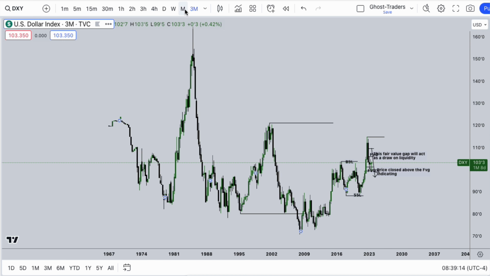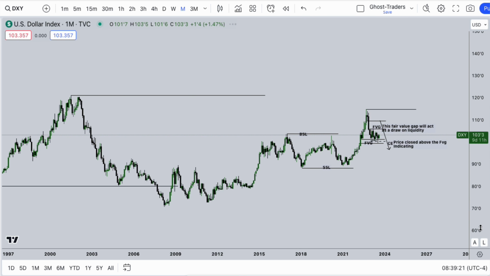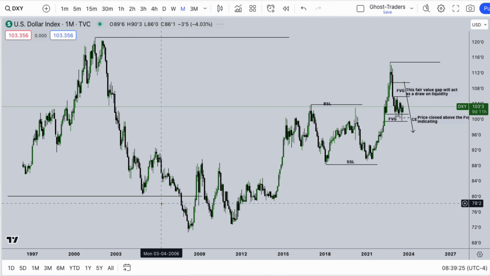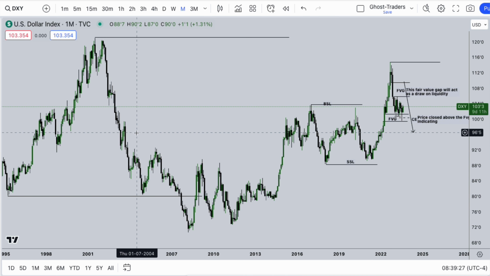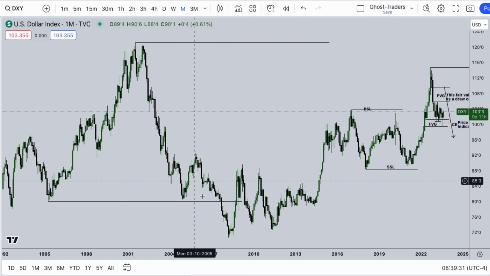So let's go back to monthly. It's not every day that you will need to go to the 3-month chart. It's not necessary. It's just for me trying to show you something. So basically, this is what we have here. Price pushed down. As price was pushing down, it left a lot of liquidity void.